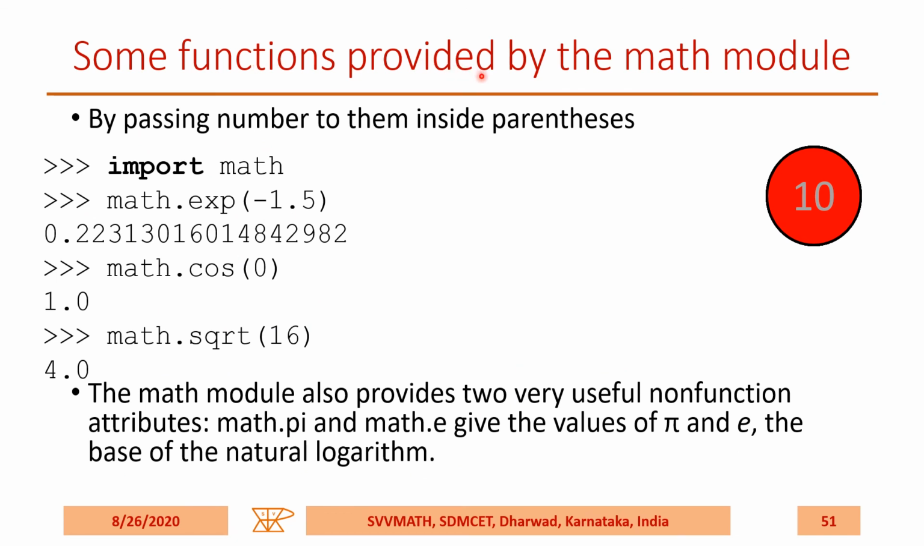Some functions after import math: if you write math.exp(-1.5), you get e raised to -1.5. Similarly, math.cos(0) gives its answer. math.sqrt(16) gives the answer 4.0. The math module also provides two very useful non-function attributes: pi and e. This will give the values of pi and e. When we write e raised to, it will automatically take the value of e, and when you say 2 pi, the pi value will be taken.